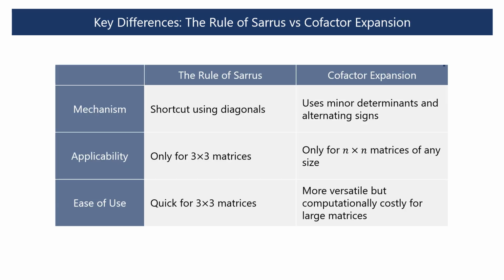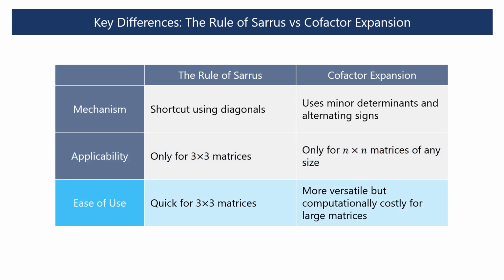So, what are the key differences between the rule of Sarrus and cofactor expansion? Regarding mechanisms, as we can see in the formulas, the rule of Sarrus relies on a shortcut using diagonals. On the other hand, cofactor expansion uses minor determinants and alternating signs. As to applicability, while the rule of Sarrus can be used only for 3x3 matrices, cofactor expansion works for n by n matrices of any size. This is a critical difference.